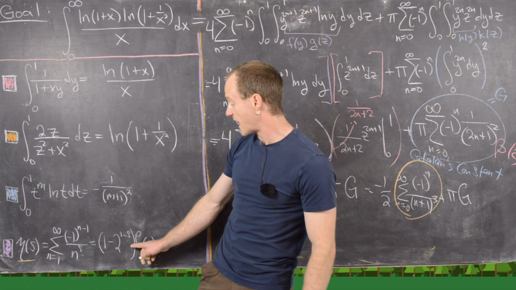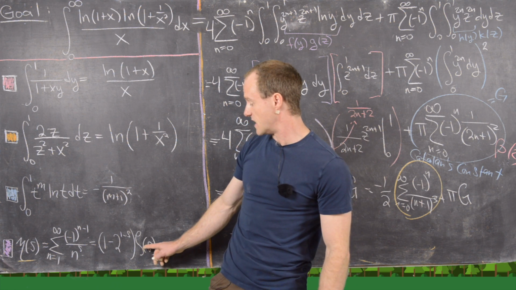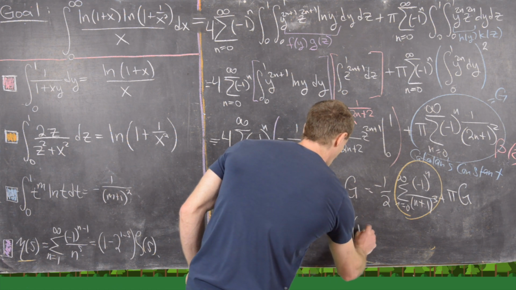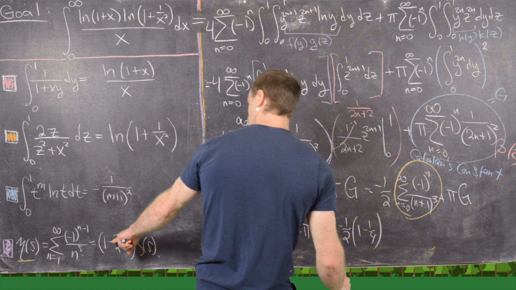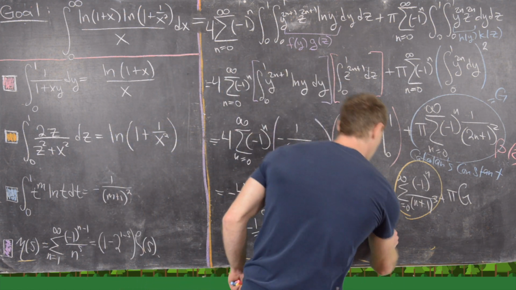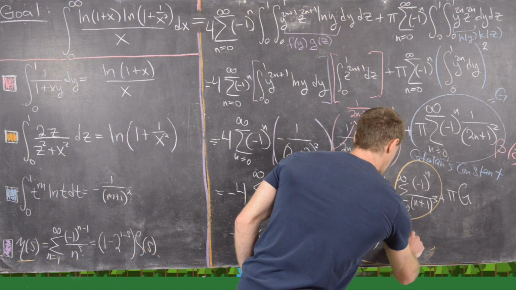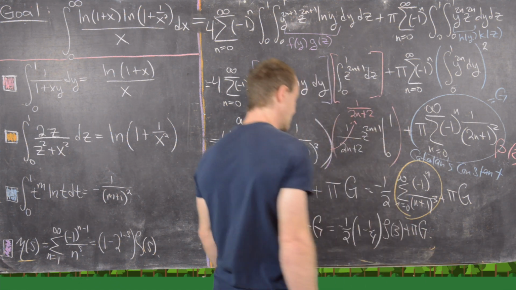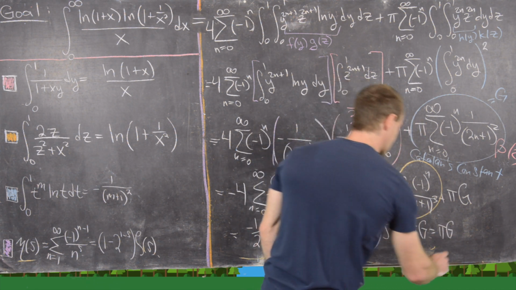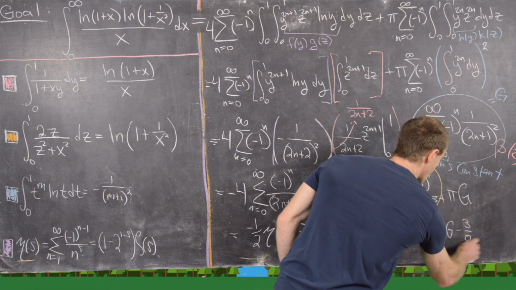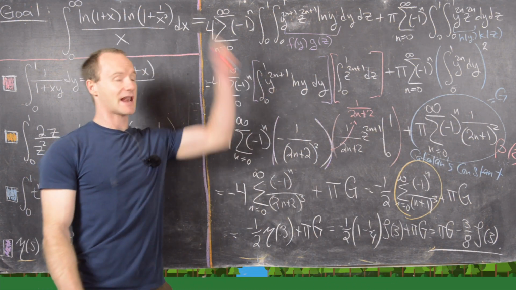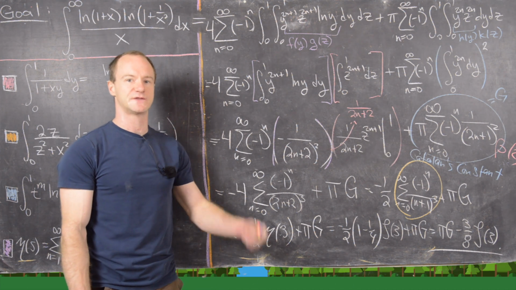But now using our final formula that puts it in terms of the zeta function, that's going to be minus 1/2, 1 minus 1/4, because notice we have 1 minus 3, so that's 2 to the minus 2, of the zeta function evaluated at 3, plus pi G. In other words, this thing is pi times the Catalan constant minus 3 over 8 times the zeta function evaluated at 3. And that is the value for our goal integral, which finishes this video.